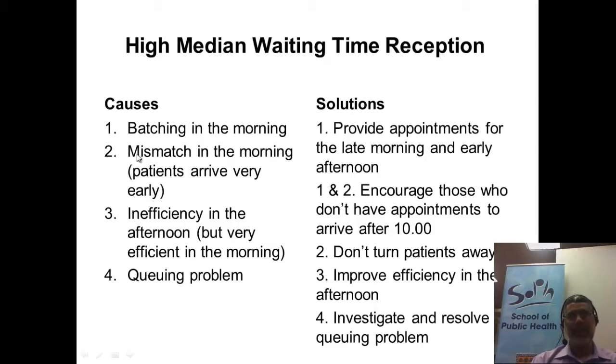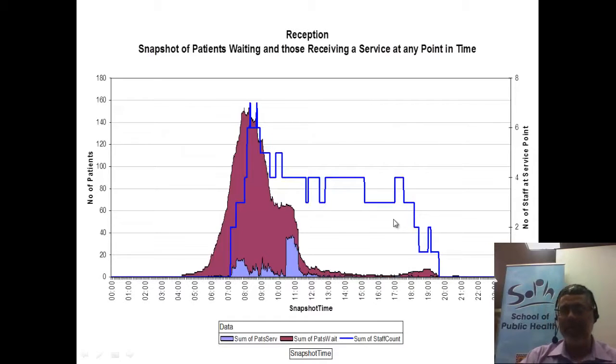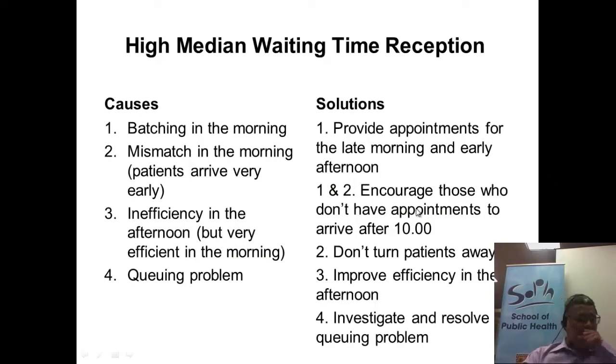The other thing, there was a mismatch. Patients arrived early in the morning, very early in the morning. So why do they do that? One, they believe they have to for some reason, and two, they fear they have to, because if they don't, they might get turned away. So if you don't turn away patients, then you're less likely to get this mismatch early in the morning. And if you encourage them not to come early in the morning, then again you can cut down on this mismatch. But then you'd have to apply yourself quite diligently to encouraging them to come, because once a pattern is set in, it is hard to change it.